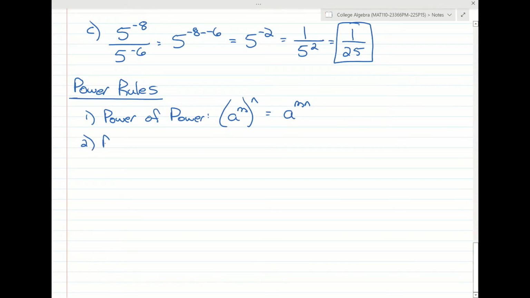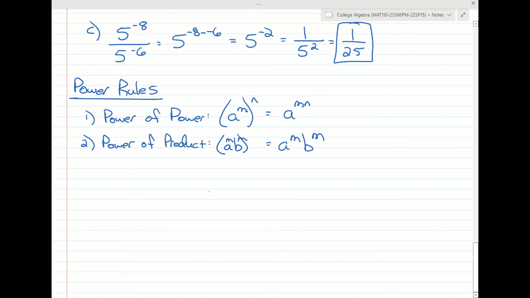We also have a power of a product, which would be a times b to the m power. And in this case, you would distribute the m to each exponent. This would be a to the m, b to the m. Which I'd actually like to change this, if you guys don't mind. If you already wrote that down, that's fine. I don't want you to mess up your notes. But that's what the book says.